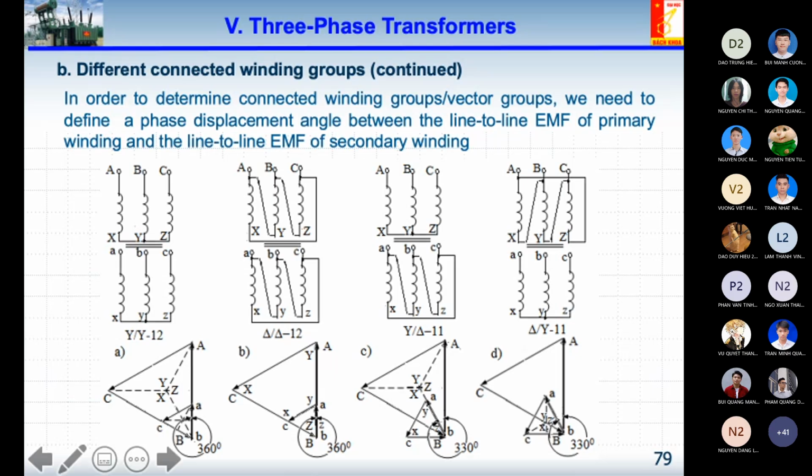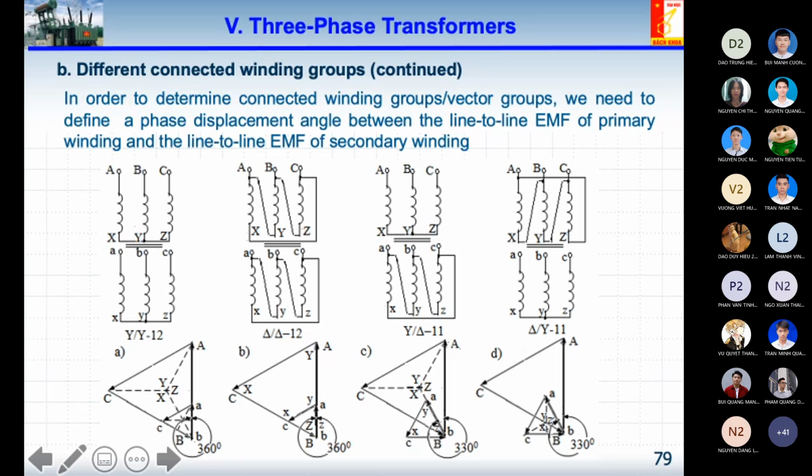Have a look at this one. You can see, if you look at this figure, from the left hand side to right hand side, as I said before, we get 4 different conditions of the winding. And the idea is how to define the number, for example, here number 12, number 11, number 11 here.